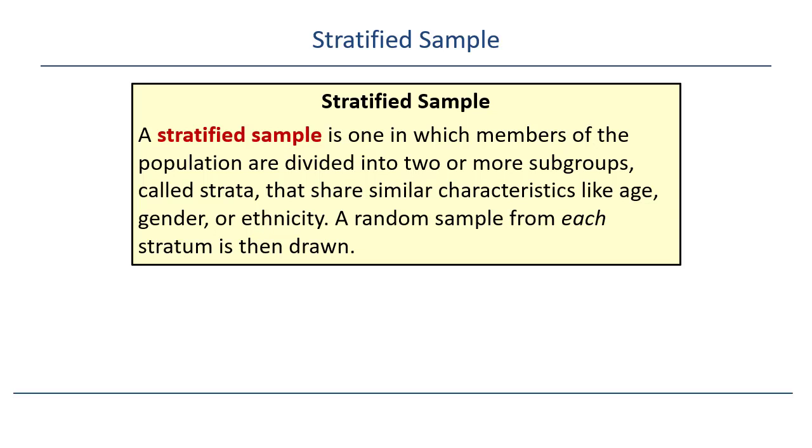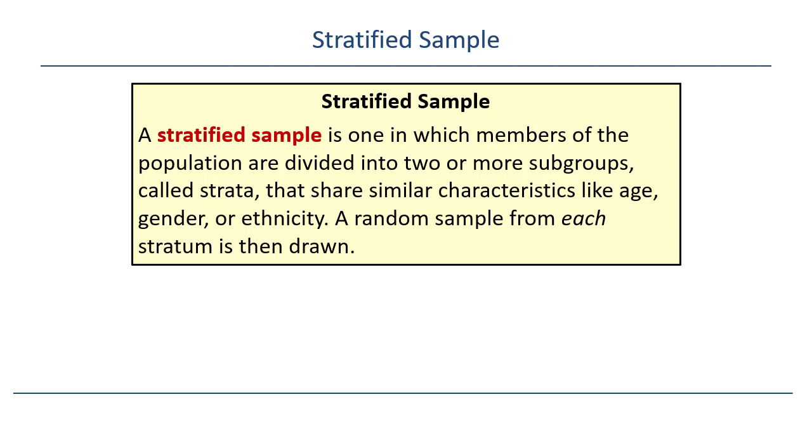A stratified sample is one in which members of your population are divided into two or more subgroups called strata, and you basically have a characteristic, and you're going to group people by that characteristic. So a simple one would be like gender, right? You could put males in one strata and females in another strata. Voting, right? You could put Republicans in one, Democrats in the other, independents in a third, maybe undecided in a fourth, that kind of thing.